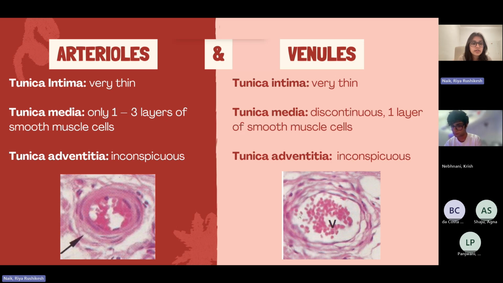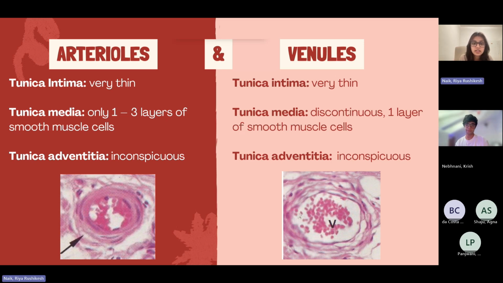So the tunica intima is very thin. You pretty much can't even see it in both of these because you can't really see the endothelium. It's pretty thin. The tunica media in the arteriole consists of maybe 1 to 3 layers of smooth muscle cells maximum. As you can see, this part is going to be your tunica media, and the tunica adventitia is pretty inconspicuous.